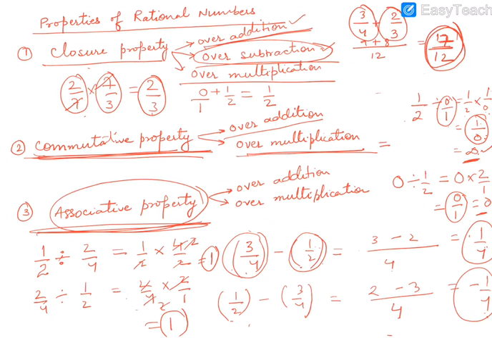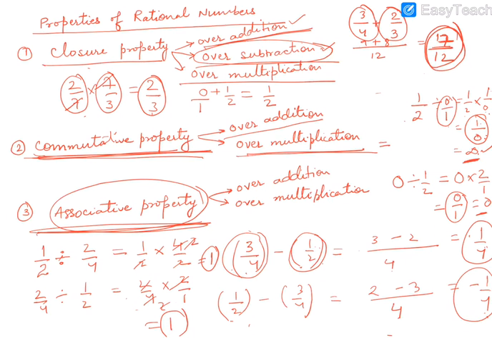This is known as associative property over addition. When we multiply more than two rational numbers in any sequence, the answer remains the same. This is known as associative property over multiplication. Division and subtraction also do not follow this associative property.